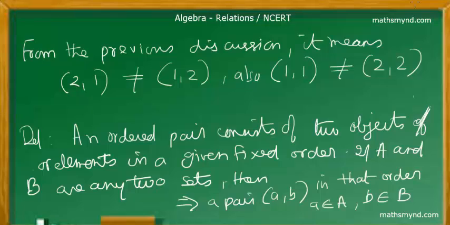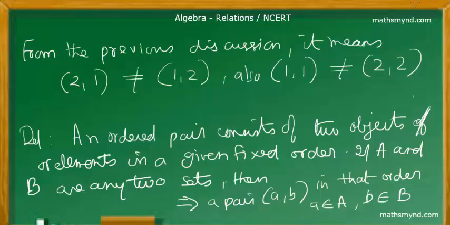to point out a definite location? It means that if you reverse the order, the point also changes. It's not the same point. If you're dealing with 2 and 1, and the order is reversed, it becomes 1 and 2. Then the point in the Cartesian coordinate plane represented by 1 and 2 is not the point represented by 2 and 1. Similarly, 1 and 1 is not equal to 2 and 2, because they are entirely different points in the Cartesian coordinate plane.